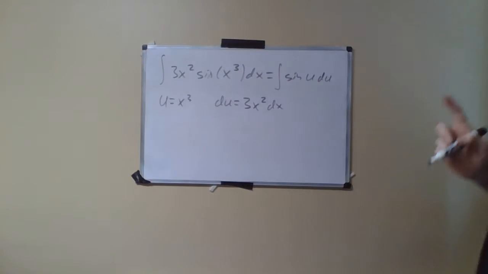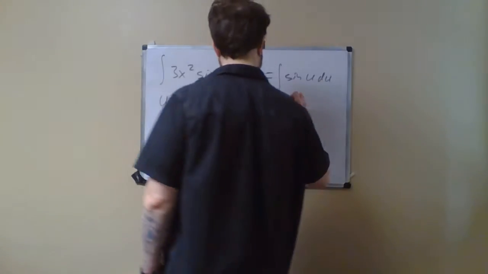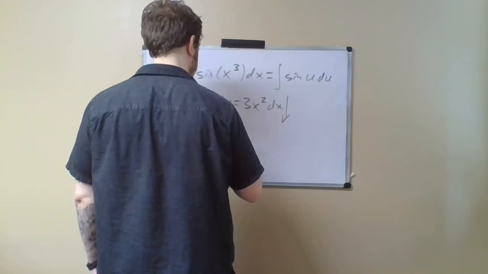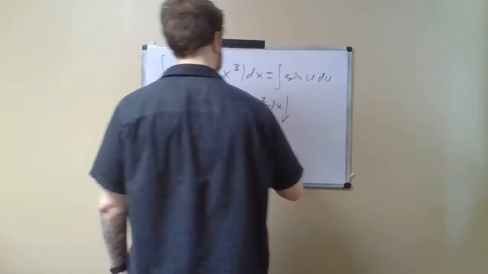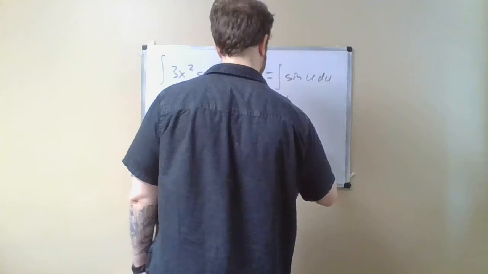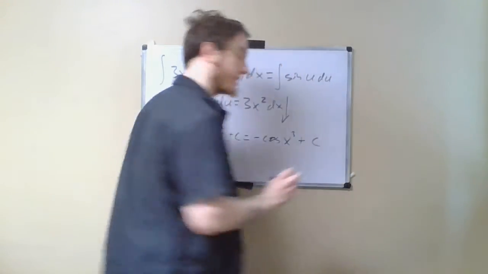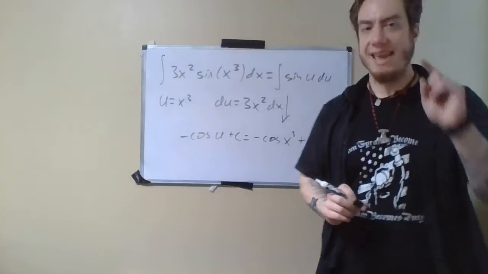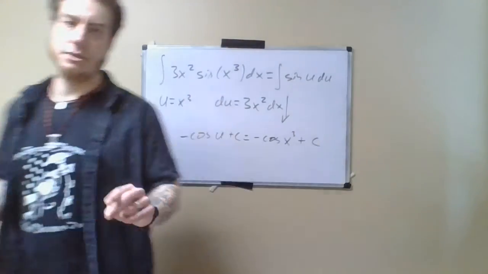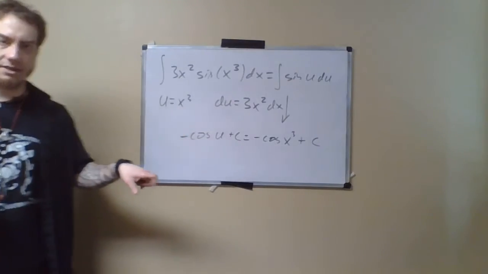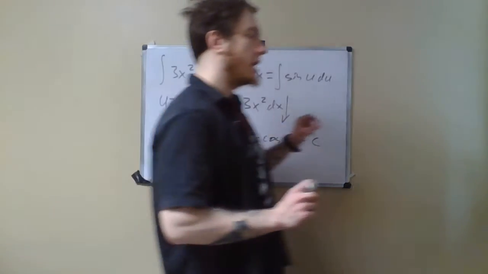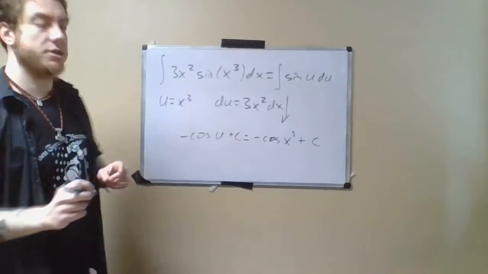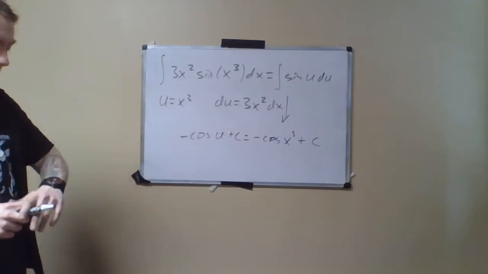Now the antiderivative of sine is negative cosine. So this becomes negative cosine u plus a constant, which is actually negative cosine x cubed plus a constant. Remember, the derivative of sine is cosine, but the antiderivative is negative cosine. So we do get the sign flip-flopping in this case. So these are examples of using substitution in order to solve antiderivative problems.